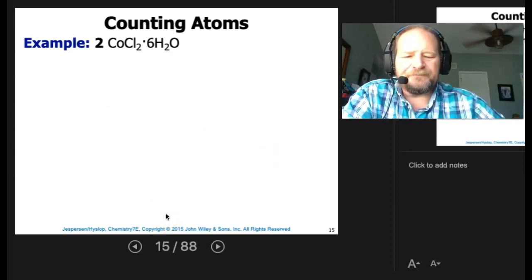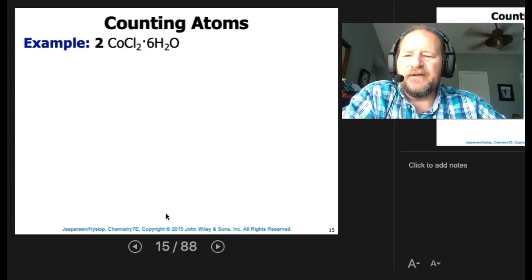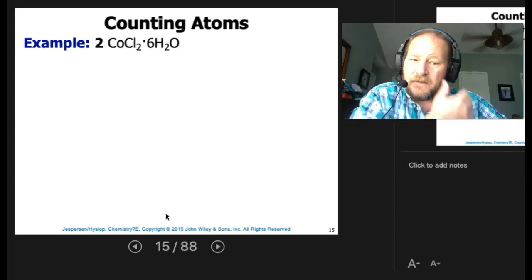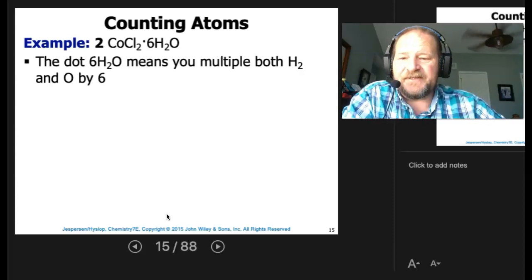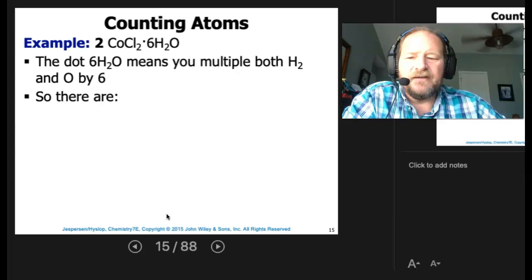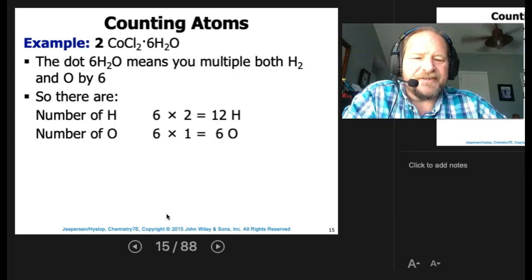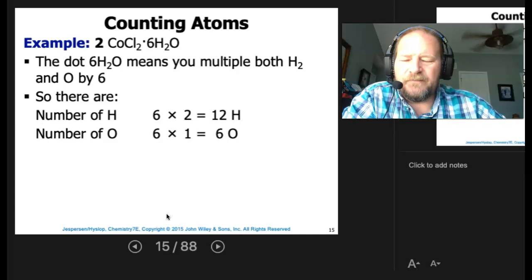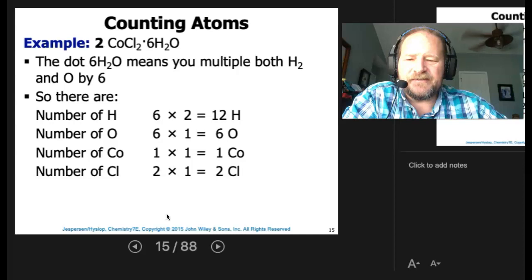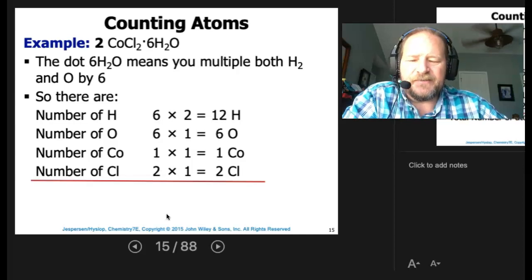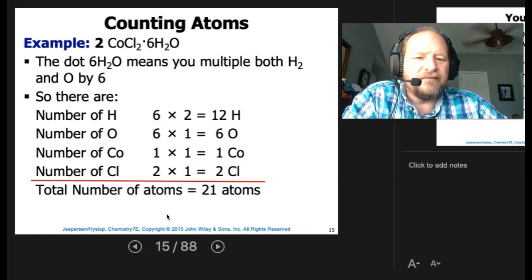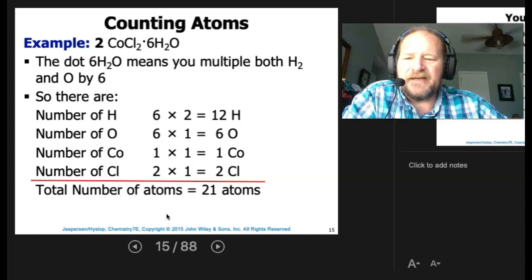Example number 2. So here we have CoCl2·6H2O. The dot means we have 6 waters, which means we can multiply both H2 and O by 6. So there are going to be 12 hydrogens and 6 oxygens just for the water alone. Then we have 1 cobalt, and of course we have 2 chlorines. So when I sum that up, I get 12, 6, 18, 19, 20, 21. All right, hopefully that makes sense.